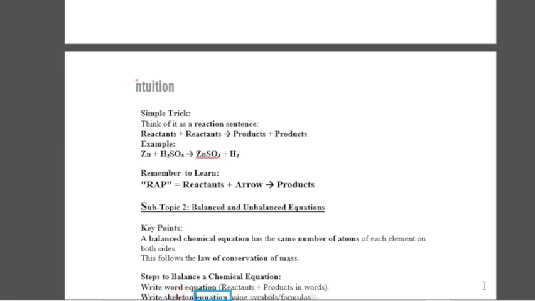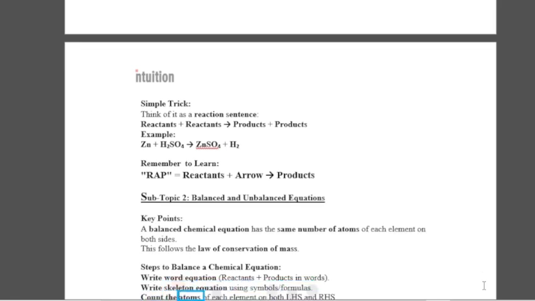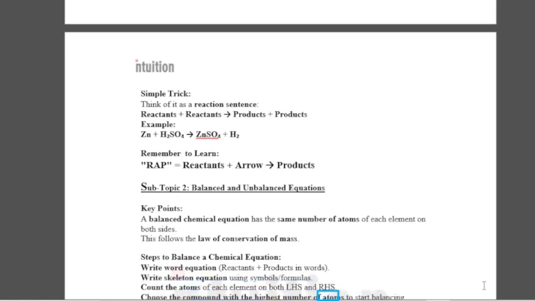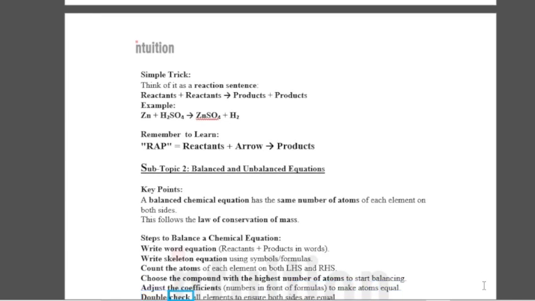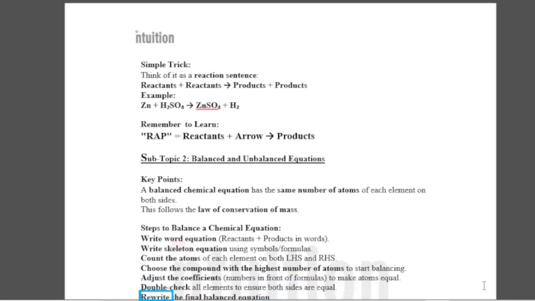Write the skeleton equation using symbols and formulas. Count the atoms of each element on both the LHS and RHS. Choose the compound with the highest number of atoms to start balancing. Adjust the coefficients, the numbers in front of formulas, to make the atoms equal. Double-check all elements to ensure both sides are equal. Rewrite the final balanced equation.